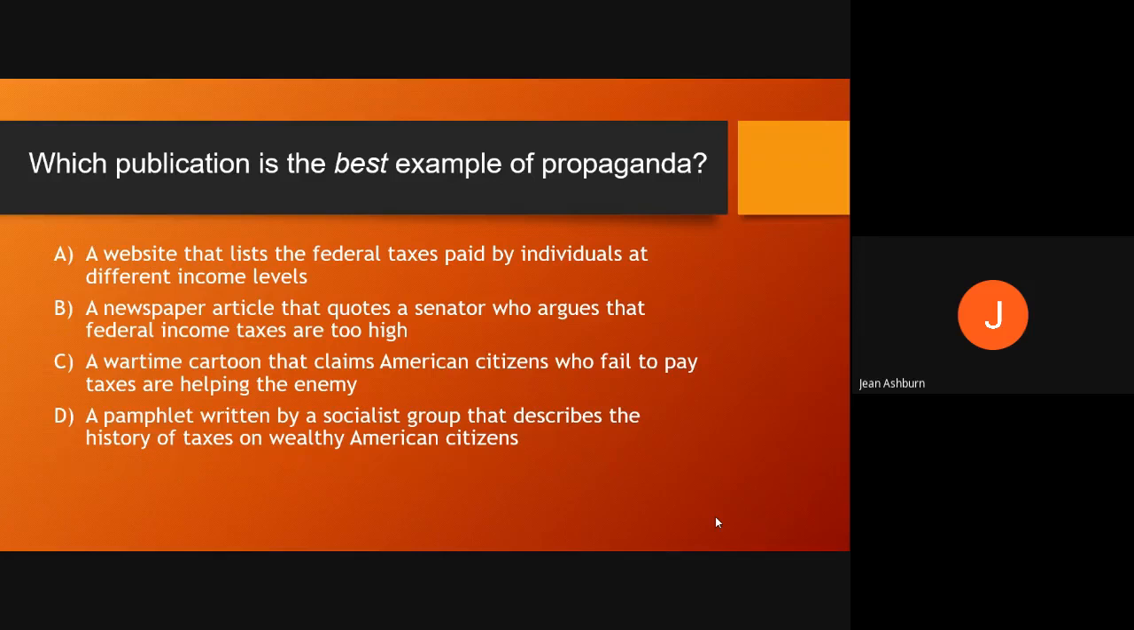A. A website that lists the federal taxes paid by individuals at different income levels. B. A newspaper article that quotes a senator who argues that federal income taxes are too high. C. A wartime cartoon that claims American citizens who fail to pay taxes are helping the enemy. Or D. A pamphlet written by a socialist group that describes the history of taxes on wealthy American citizens.